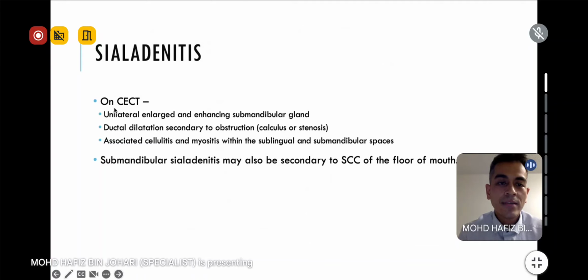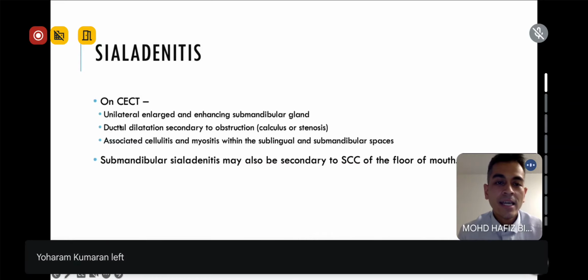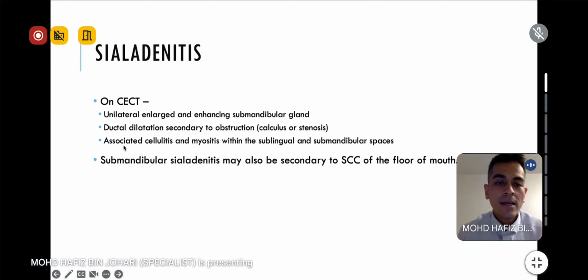So for sialadenitis, what we can see on CT is the submandibular gland will be enlarged and enhancing. There will be ductal dilatation, which could be due to calculus or stenosis. They can have cellulitis and myositis changes of the sublingual and submandibular spaces. Sometimes when we image oral cavity tumor, we can see submandibular sialadenitis also because of the obstruction to the salivary duct.